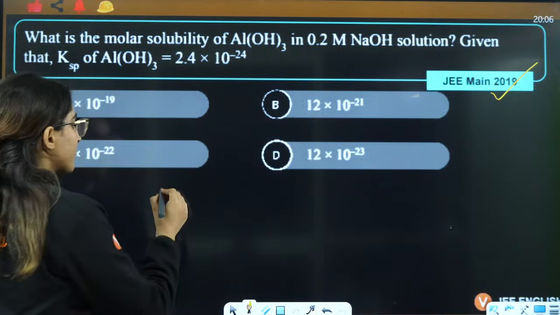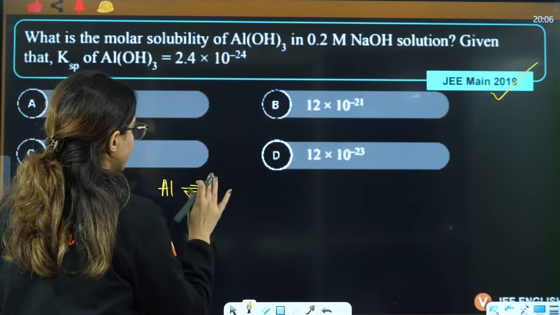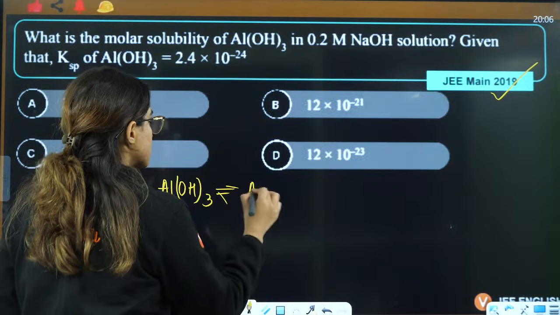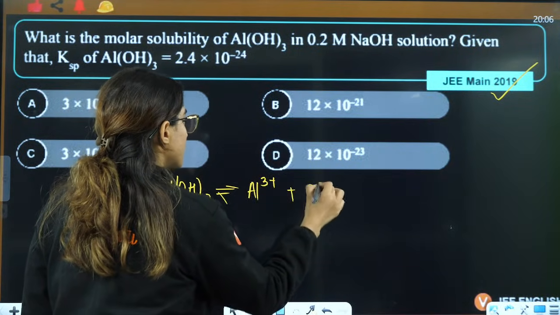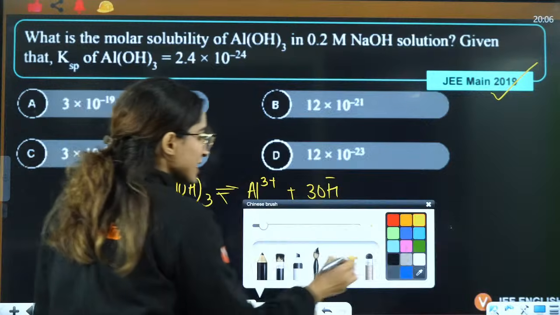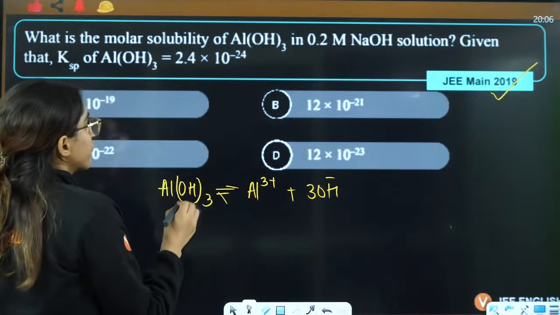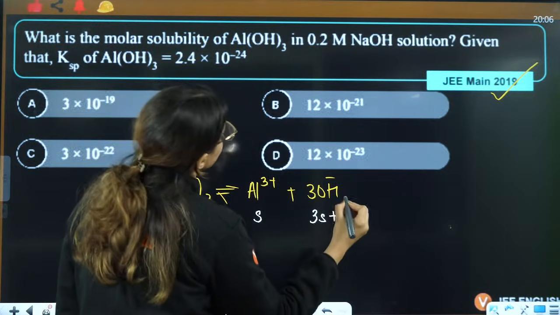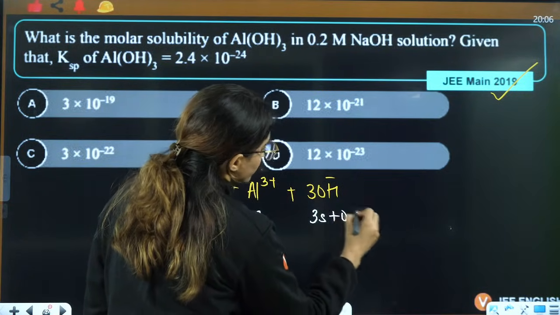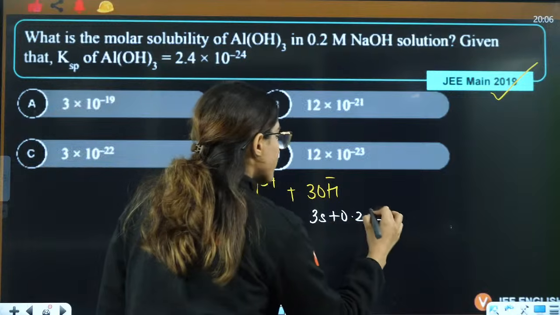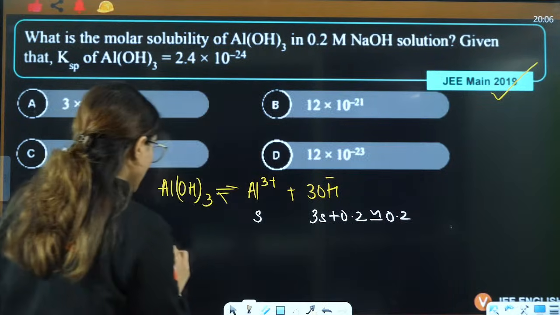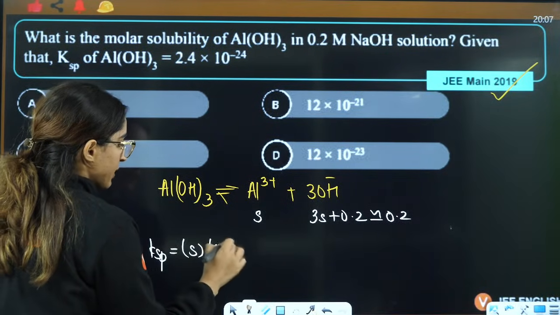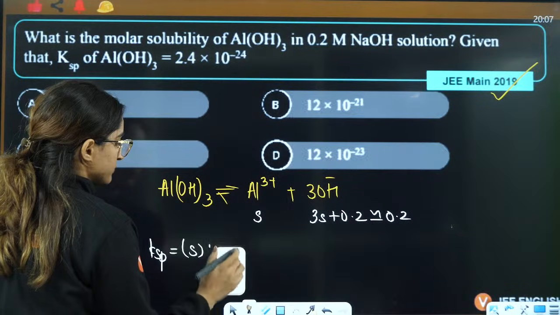So what you have here is Al(OH)3. Easily, this is Al3+ plus 3 OH-. From here, the solubility will be S, the OH- will be 3S, and the OH- ion will also be given by 0.2 of that, which is approximately equal to 0.2. So you can say Ksp is equal to solubility multiplied by 0.2 cube.